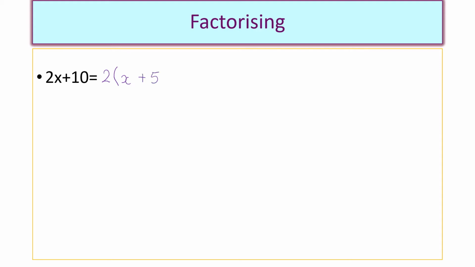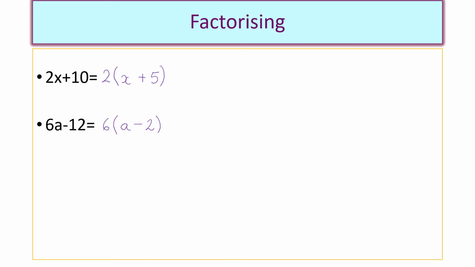It's positive 5. Okay, the next example, the highest common factor of 6a and 12 is 6. Now 6 times what is 6a? That's a. And 6 times what is negative 12? That is negative 2. Now 2 tips here.